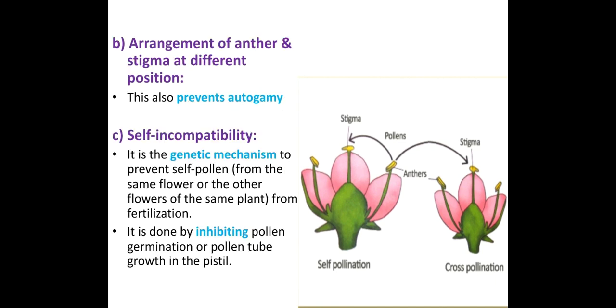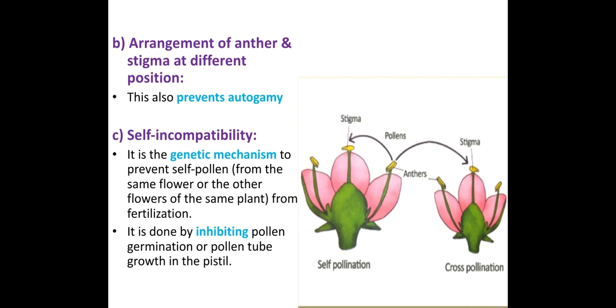What is the second outbreeding device? Arrangement of anther and stigma at different positions. This also prevents autogamy, that is self pollination. If the anther and the stigma are present in different positions, one may be on the upside and the other on the down, or vice versa, so this prevents autogamy. If they are side by side, it is very easy for the pollen grain to fall on the stigma from the anther. So this is avoided by doing this.